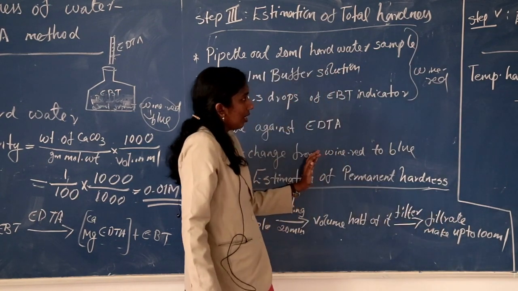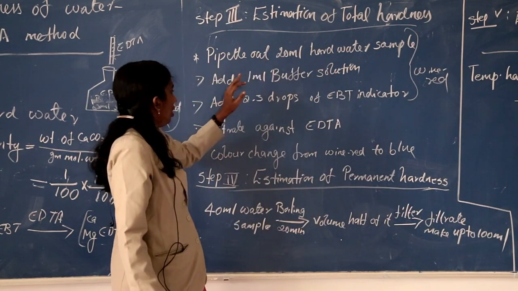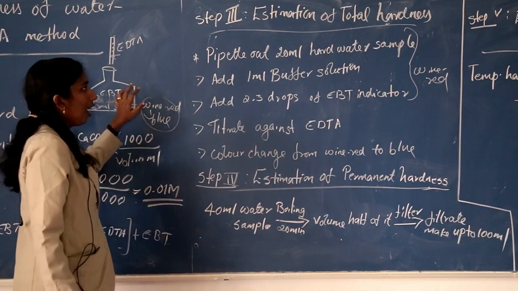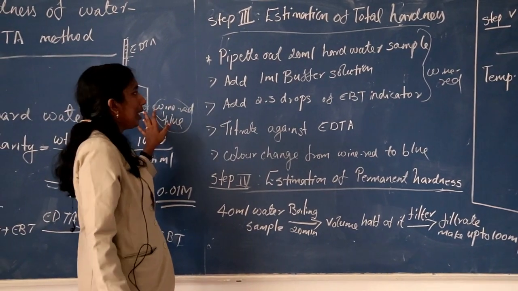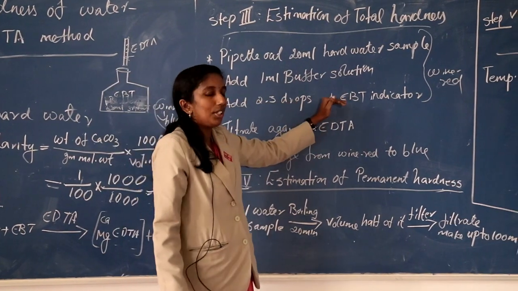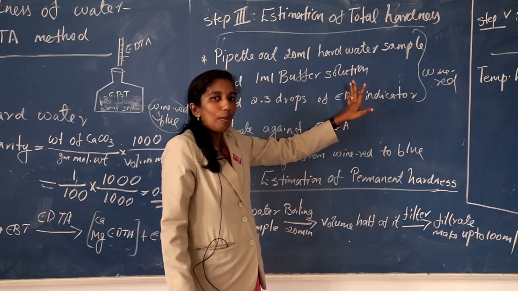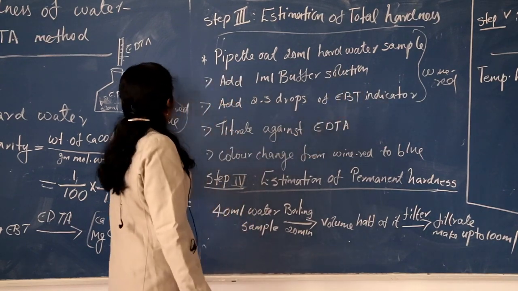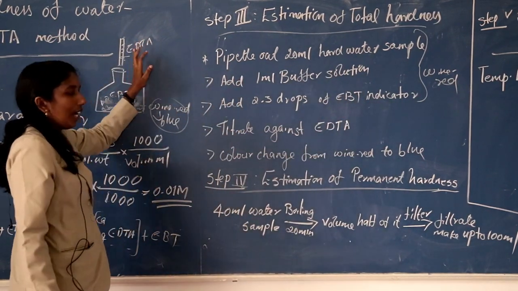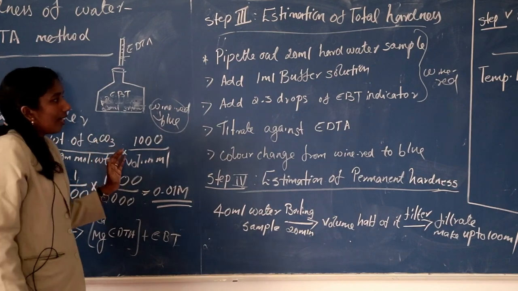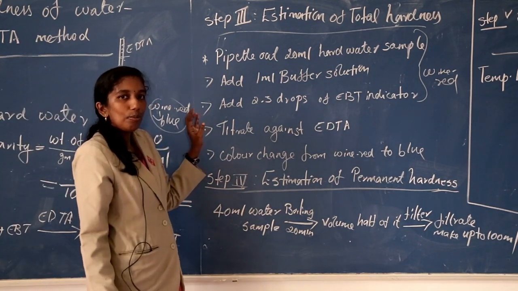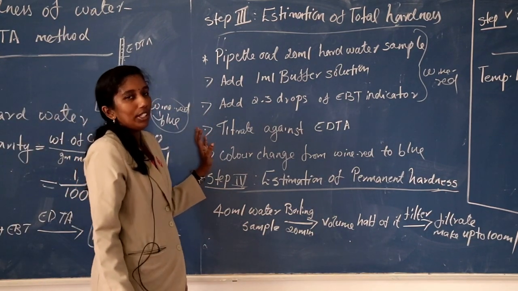Then same procedure, 20 ml of boiled water is pipetted out into a conical flask, add 1 ml of buffer solution to maintain pH, then add 2 to 3 drops of eriochrome black T indicator, the same wine red colored complex is formed, then it is titrated against EDTA. What happened? At one point the color changes from wine red to blue color, that is the end point.